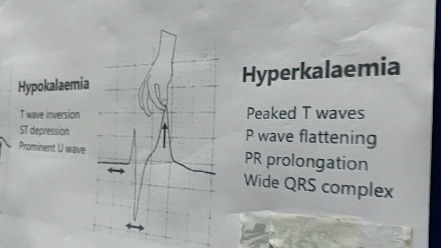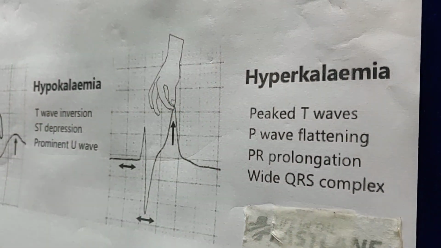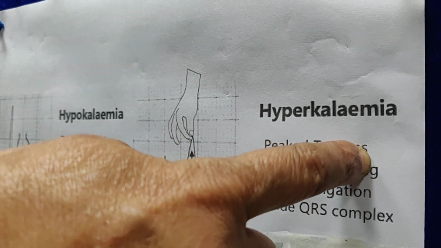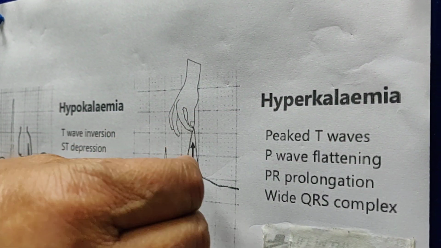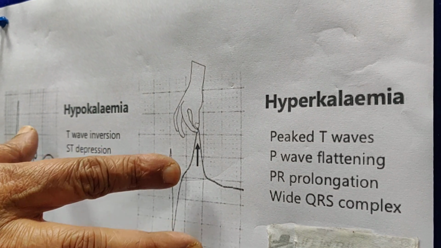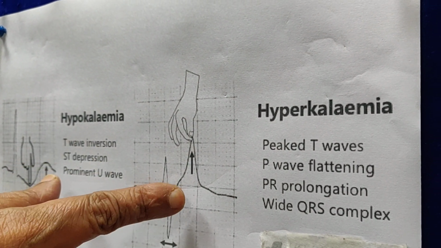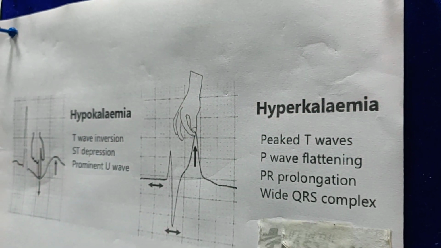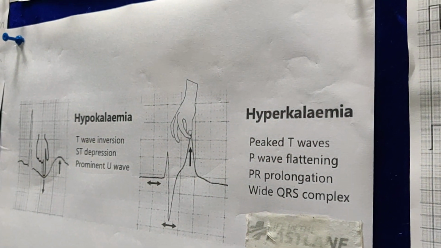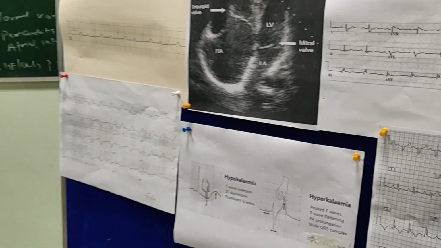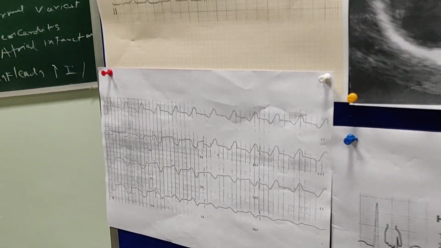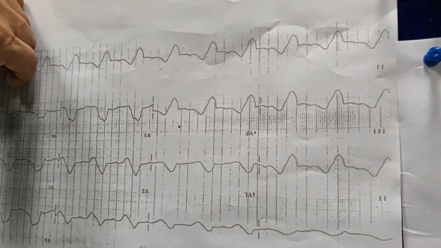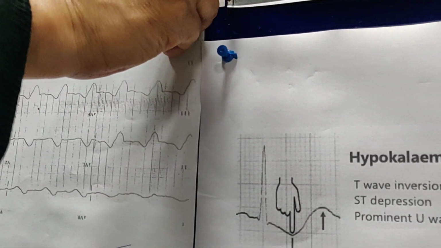In hyperkalemia, what is happening is the T wave is being pulled up. So the T wave is pitched up. So it is a peaked T wave, alright, and then it will go like this. So P will flatten, PR interval will prolong, and then subsequently there is QRS widening, because then it will go like this. So these are the features of hyperkalemia. Here is a picture of hyperkalemia, and okay, this is I think reverse.